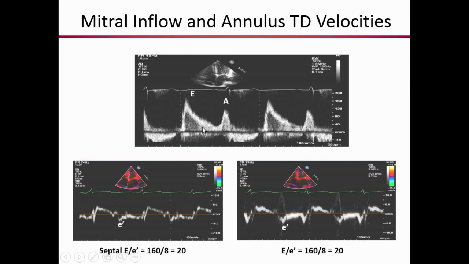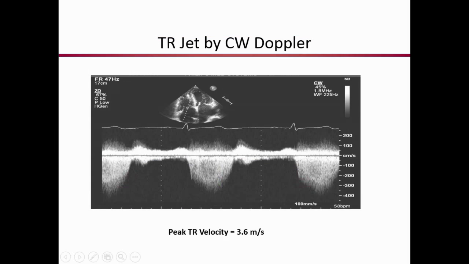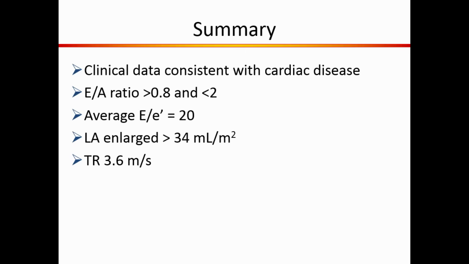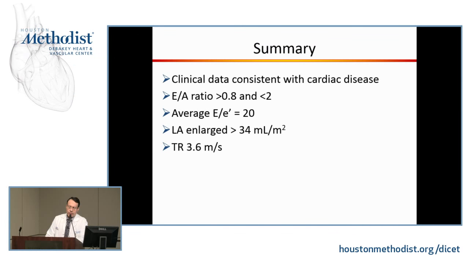And there is the mitral inflow, and there are the E to E prime ratio, septal and lateral 20 each, peak TR 3.6. So in summary, I have clinical data that point to someone with cardiac disease, hypertensive, plus the other risk factors, an E to A ratio that is between 0.8 and 2, an average E to E prime ratio of 20, a big LA even without any actual measurement, and a TR of 3.6.